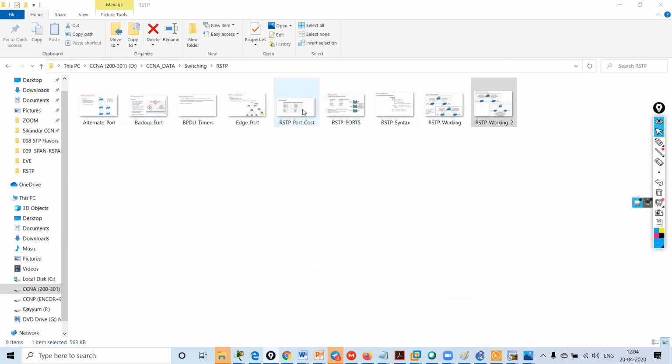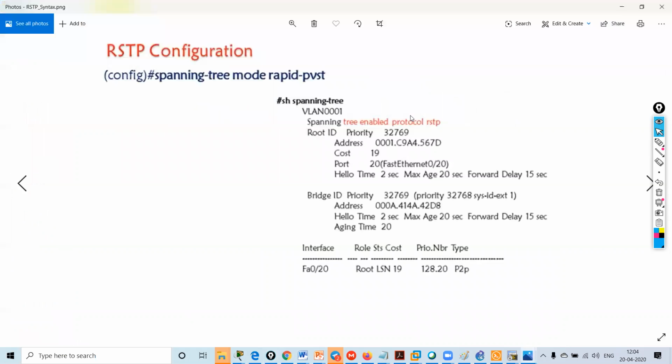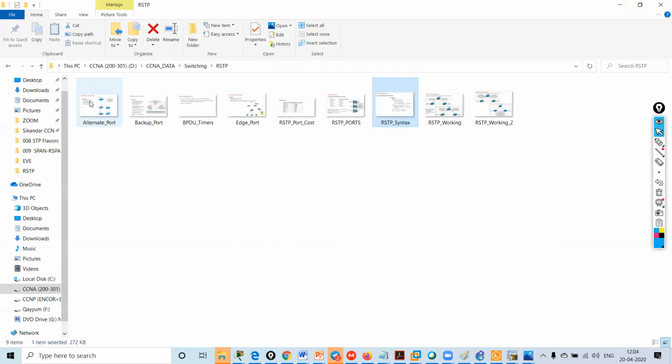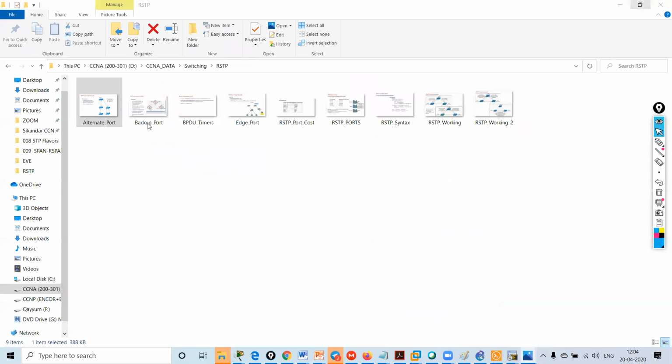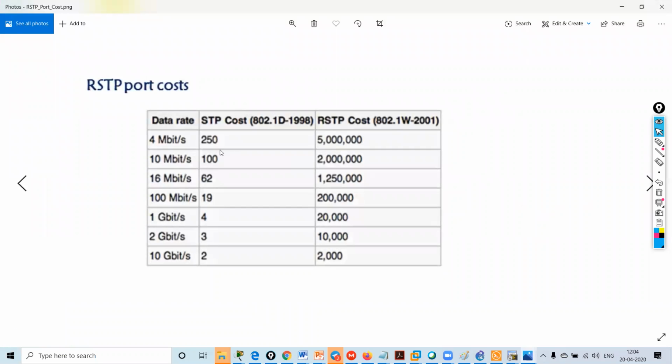So there are some ports we have studied in CCNA about RSTP. It is the same RSTP. If you want to turn on spanning tree mode rapid PVST, this is the command. By default, STP is running. If you want to turn on rapid spanning tree, you have to give this command. Then there are some ports: one is the alternate port, the other is the backup port, then the edge port, and these are the default timers.